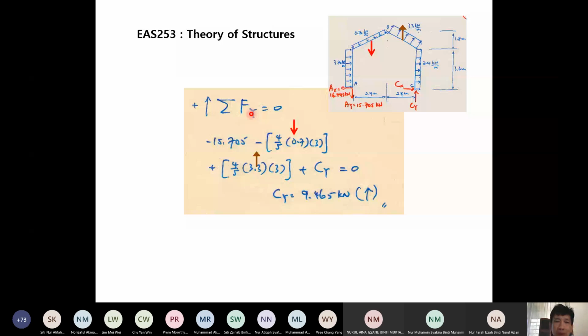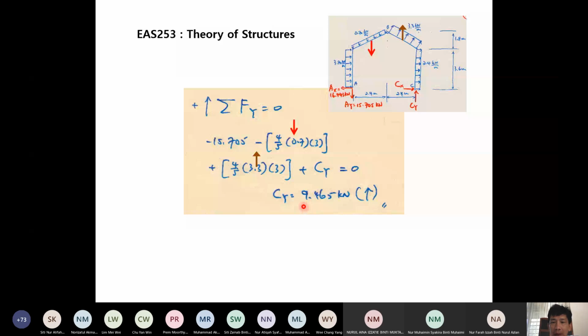Consider going up as positive, so negative 15.705 comes from here. This negative one comes from the Y component of this inclined UDL. And this one is the Y component of this 3.3 kilonewton per meter. The direction of this is going down. The direction of this Y component is going up. So that's why it becomes positive. Plus CY, which we assume as going up. Now this time we are correct. CY is positive 9.465, so the direction is going up.